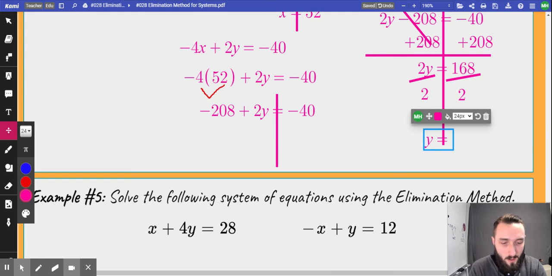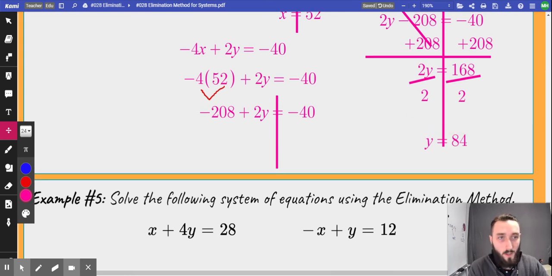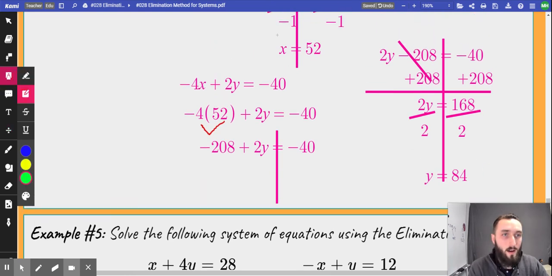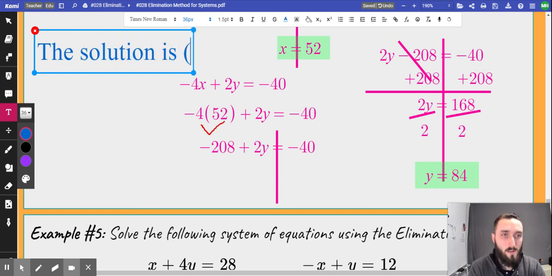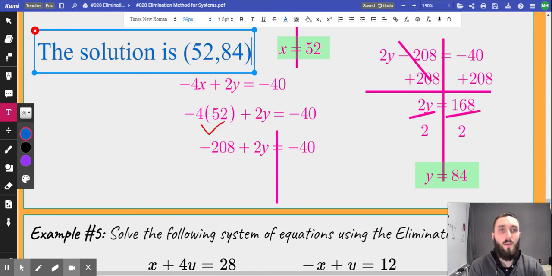They're massive numbers, but they're true, they're real. They're not decimals, they're not fractions, they're nothing of the sort. And so I'm going to write my answer statement as: the solution is (52, 84). And there's your solution.